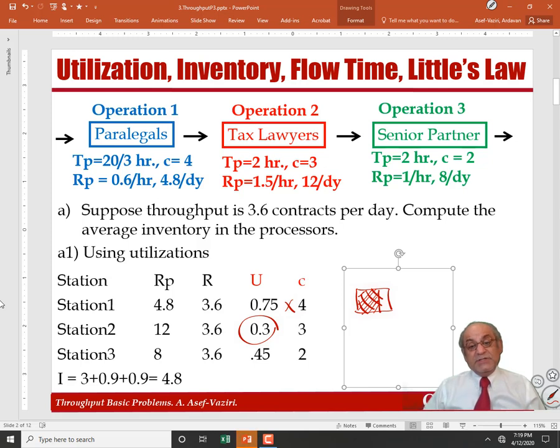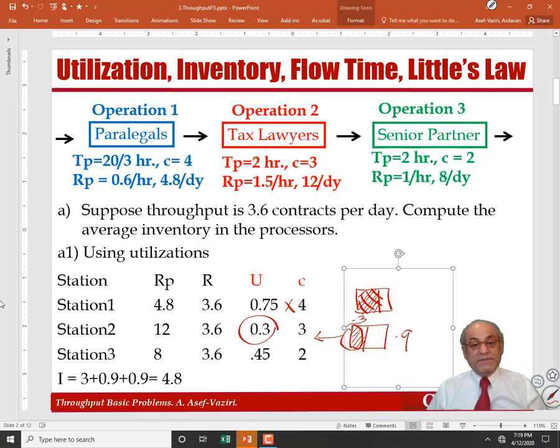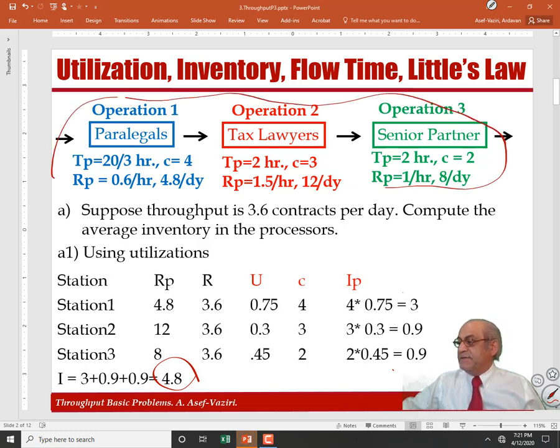Utilization of the second station is 0.3. That means that the station for 30% of time is with a flow unit, and for 70% of time is idle. Therefore, on average, it is with 0.3 times 3, which is 0.9 flow units. And this one is 0.45, 2 times 0.45, that is also 0.9. So these are flow units with each station, and when we add them up, on average, 4.8 flow units are inside this system.